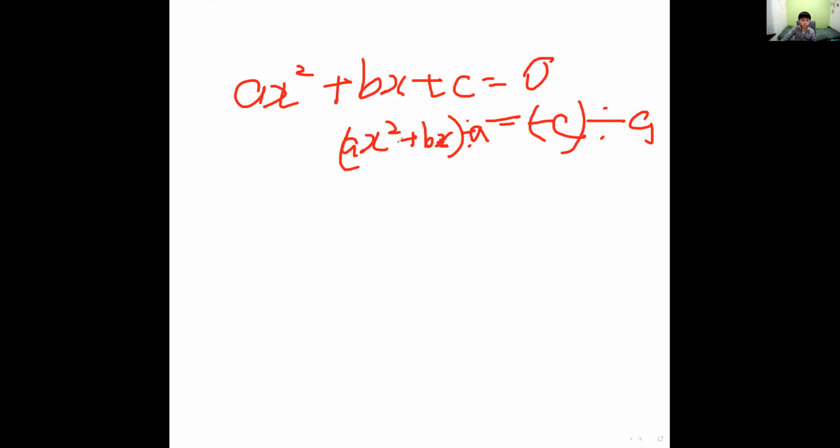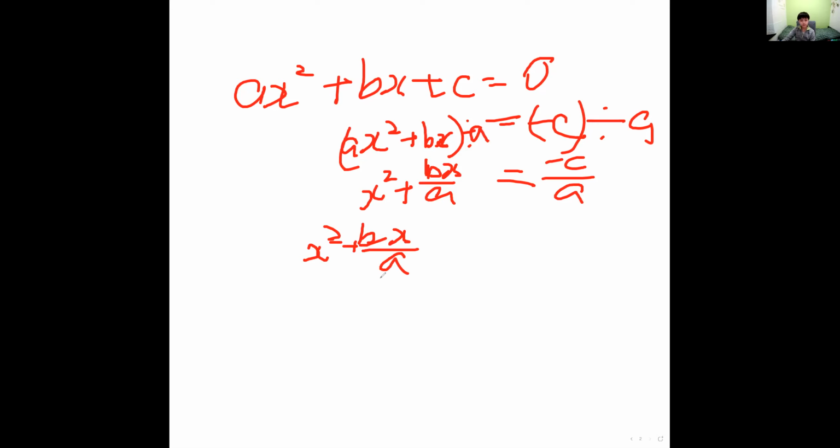So ax squared plus bx divided by a equals negative c divided by a. When we divide it by a, we can find x more easily. So when we divide it by a, it should be like this. x squared plus bx divided by a equals negative c divided by a. So we just factor out x, and then we just divide by a.